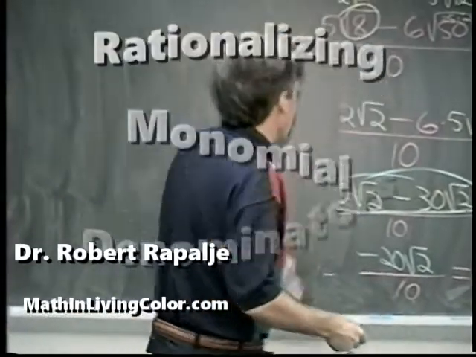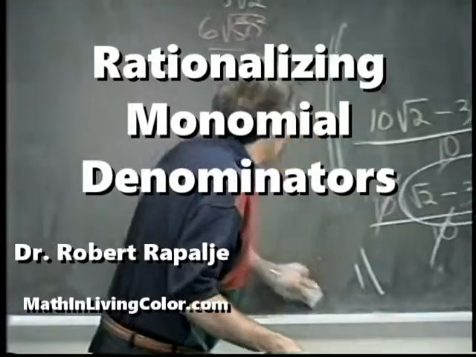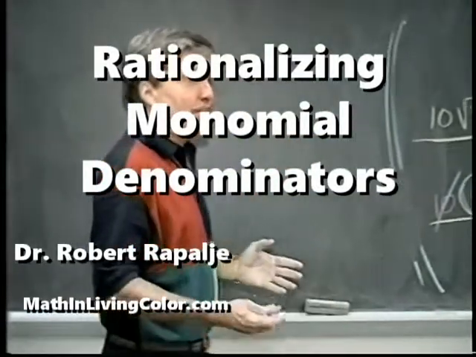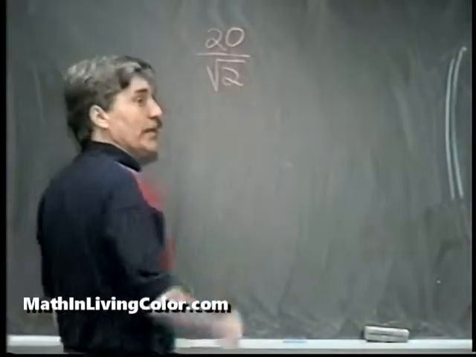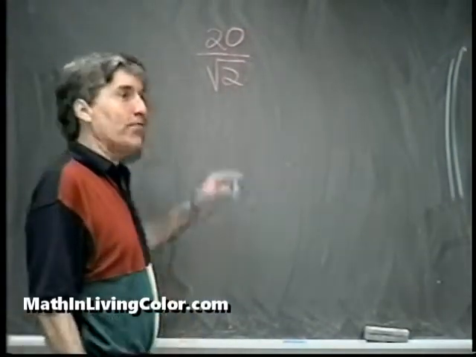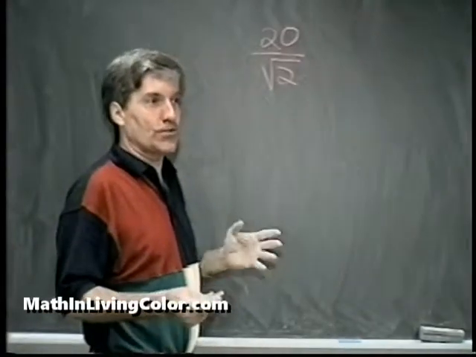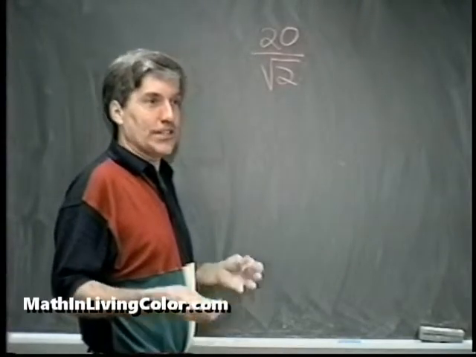Now I think that'll take care of reducing fractions with radicals. And now I'd like to look at denominators with radicals. Anytime you have radicals in the denominator, like 20 divided by the square root of 2, it's inconvenient to have a radical in a denominator. What we want to do is eliminate the radicals from the denominator. This process is called rationalizing the denominator.